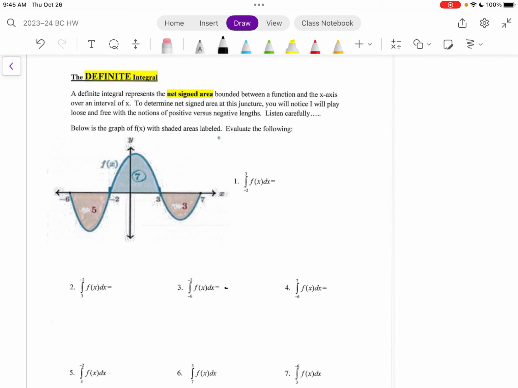So we're going to talk about the definite integral today. Also, your tests are in the math office, you must get them from a math teacher. You can't just go get them.